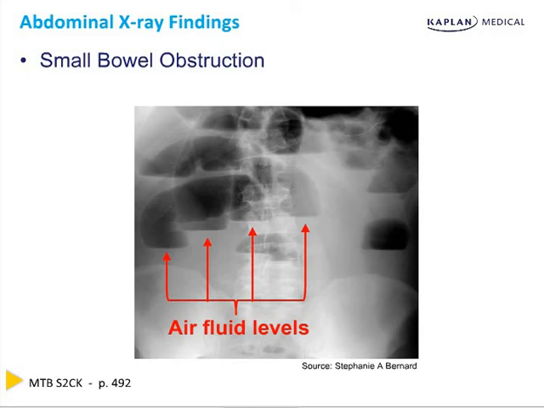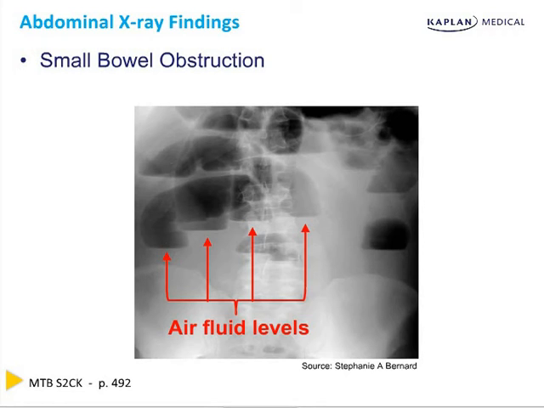Furthermore, this image also shows another classic finding of a small bowel obstruction, which is the presence of air fluid levels. Air fluid levels can only be seen on upright films, not on supine KUB films, and occur because gravity will naturally pull fluid trapped in an obstructed bowel to the lowest point, leaving the remainder of the bowel lumen filled with air.